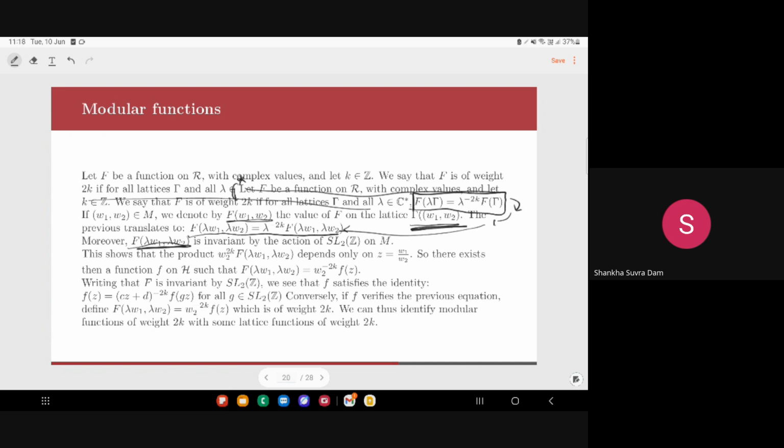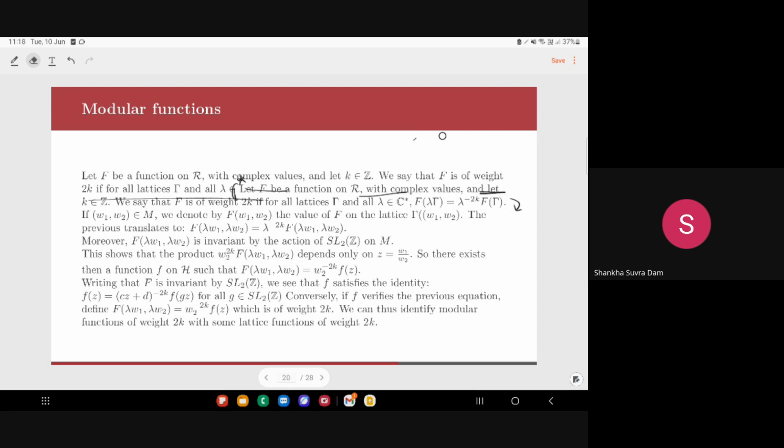Can you see the invariance? Yeah, of course, because this just takes the ratio. So SL2Z would just be AZ plus B by CZ plus D. So the ratios of W1 and W2 would get cancelled. And so this shows that this depends only on Z equal to W1 by W2.